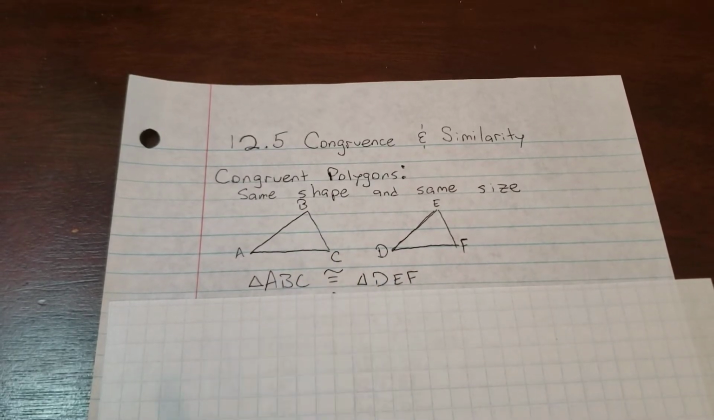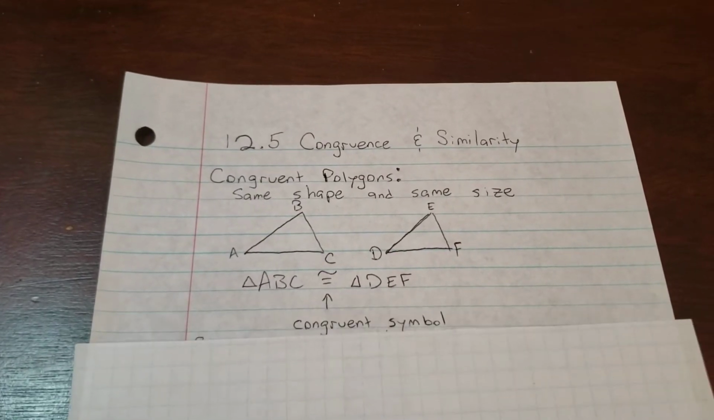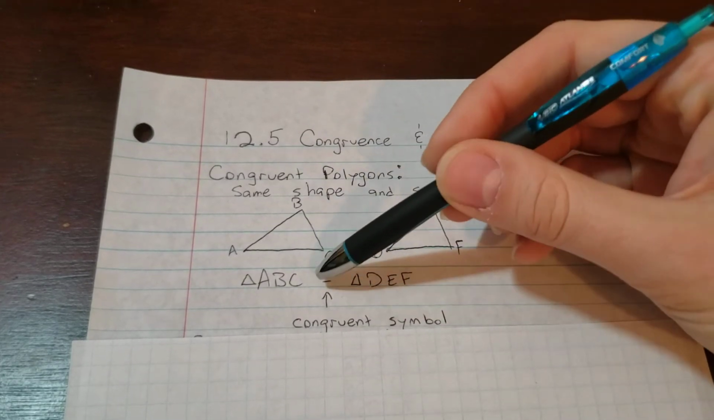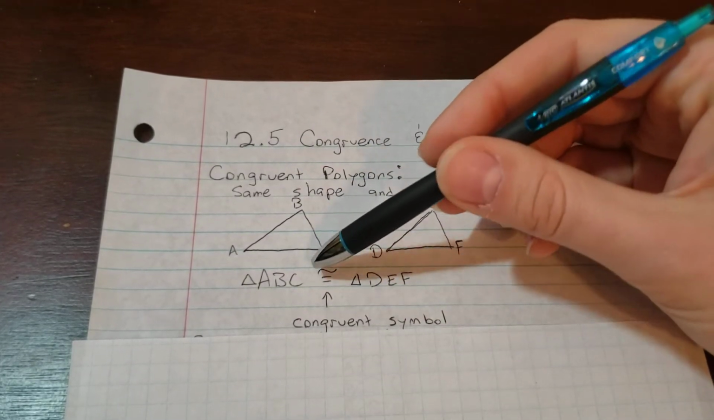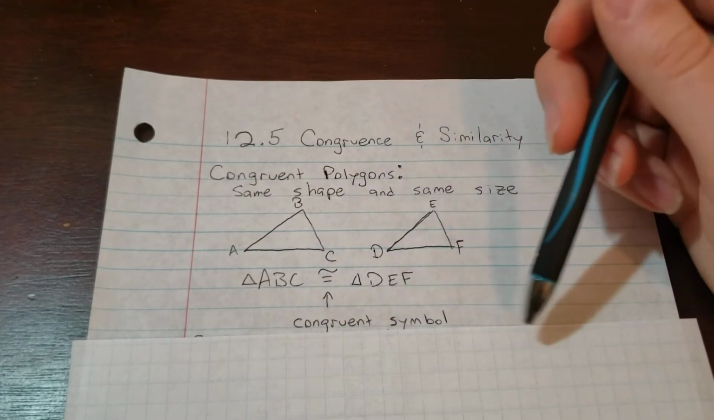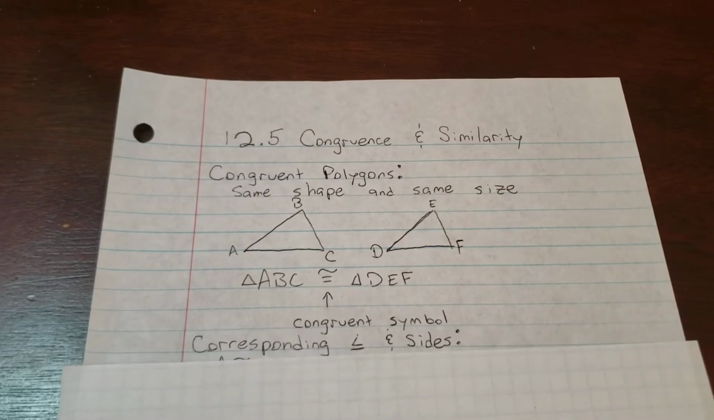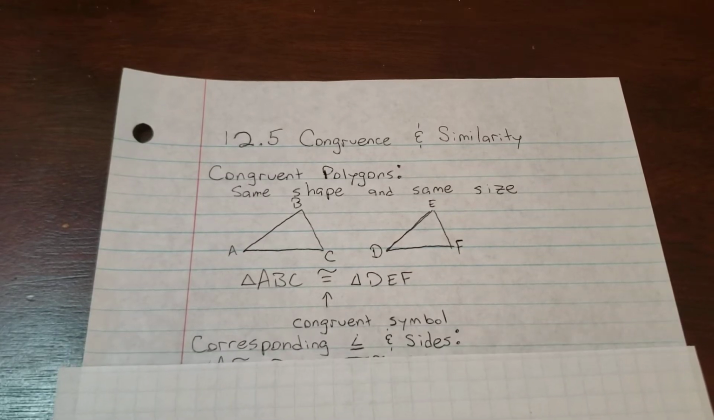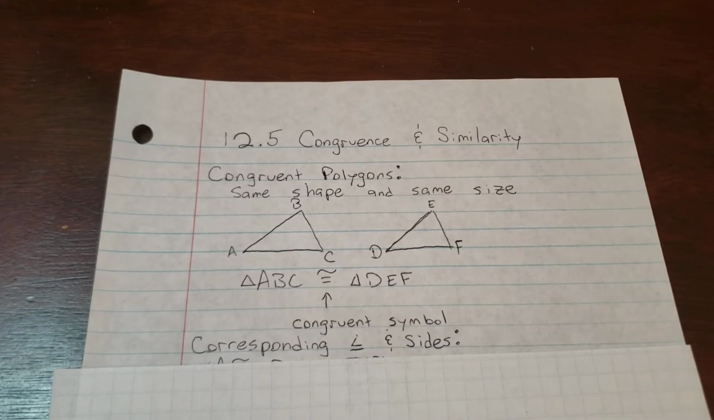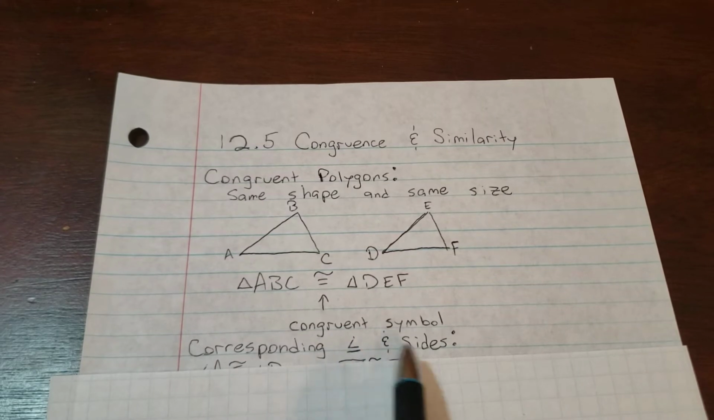That little equal sign with the squiggly, we've seen it before, but in case you forget, that's our congruent symbol. Equal sign with the squiggly, that's called the tilde, T-I-L-D-E. That's the congruent symbol. Now, we're talking about corresponding angles and sides. That's not the less than or equal to, that's corresponding angles and sides.